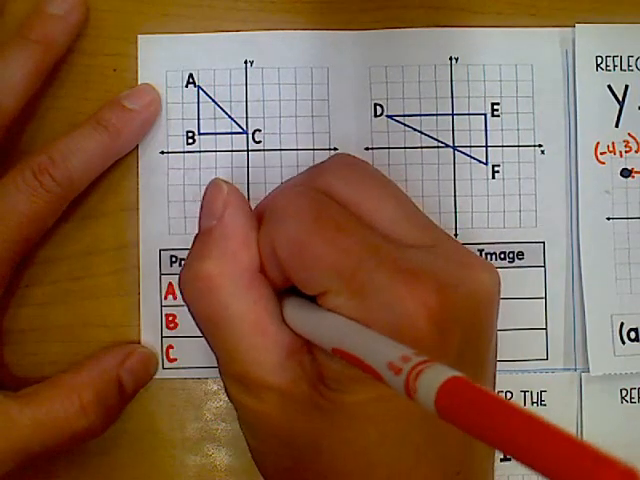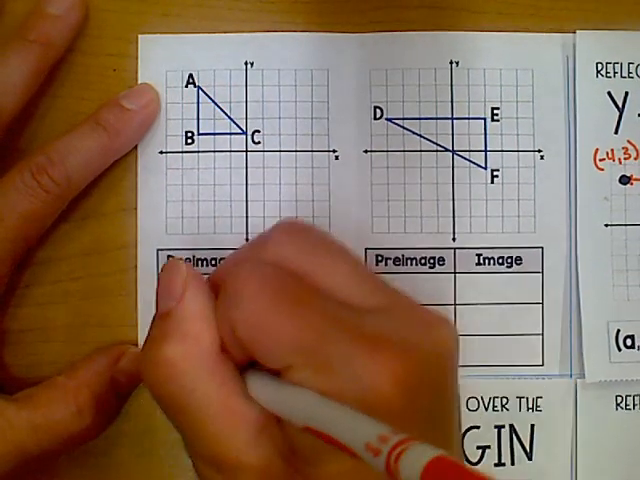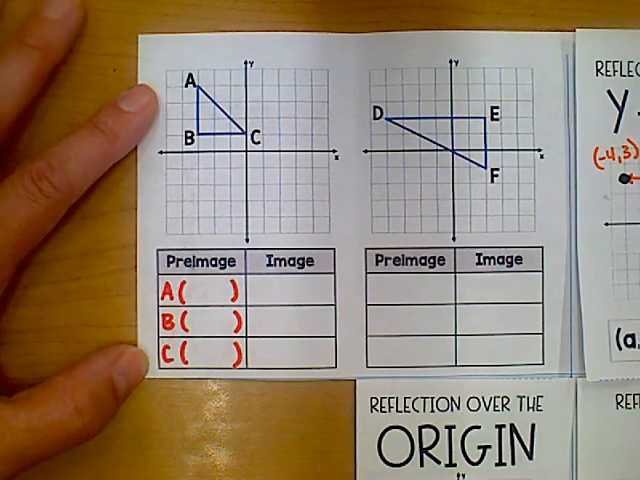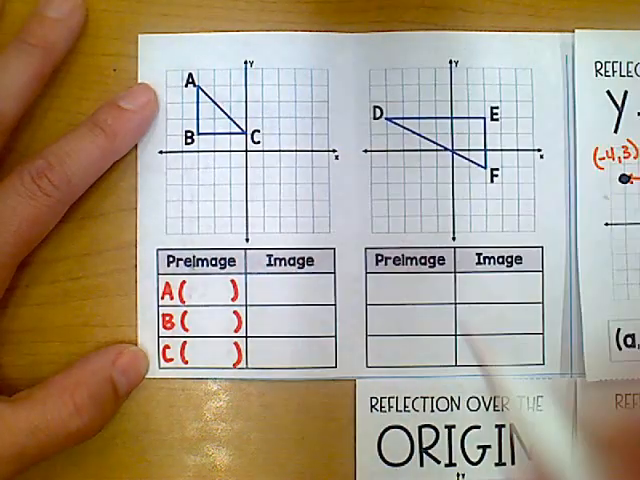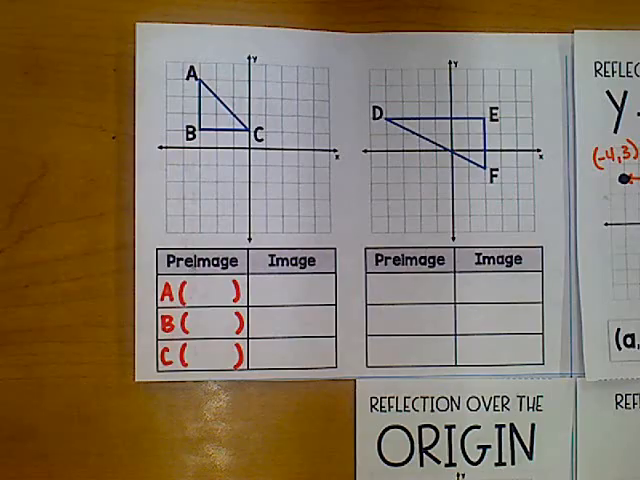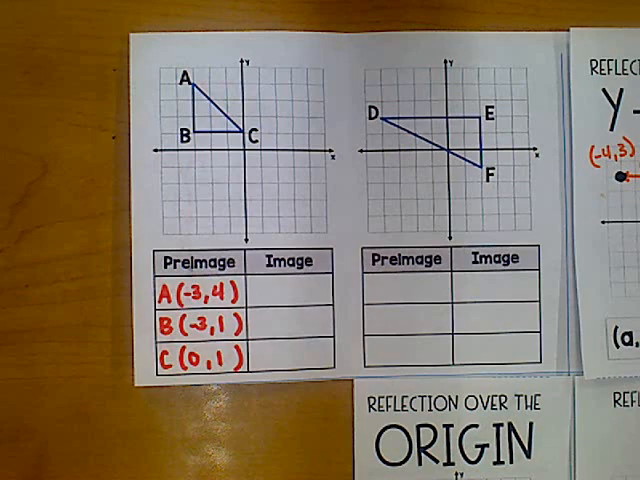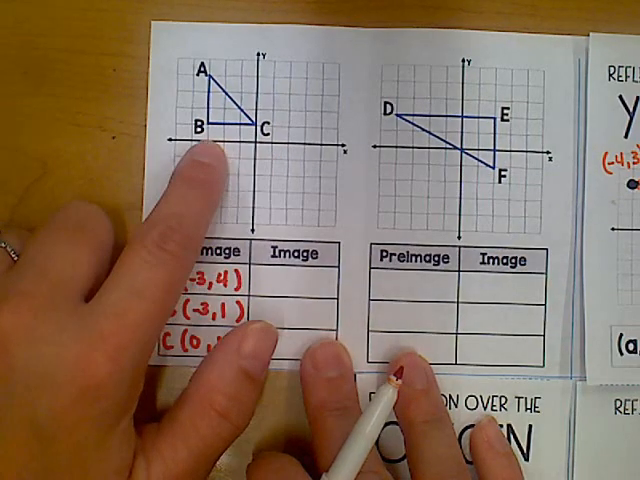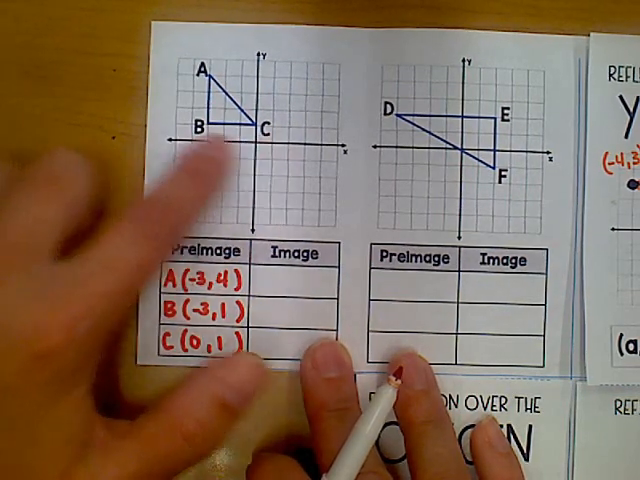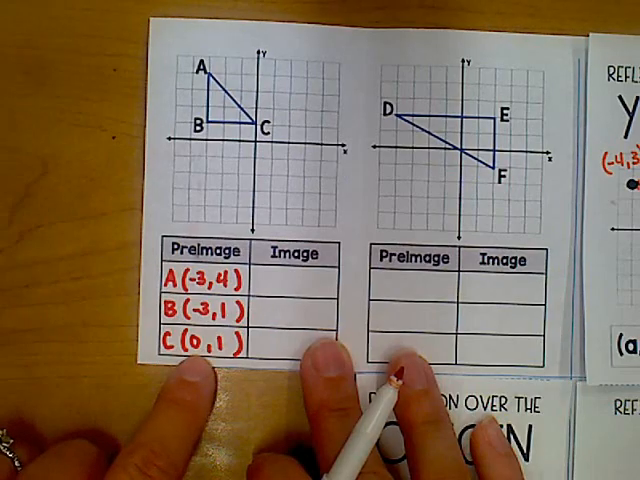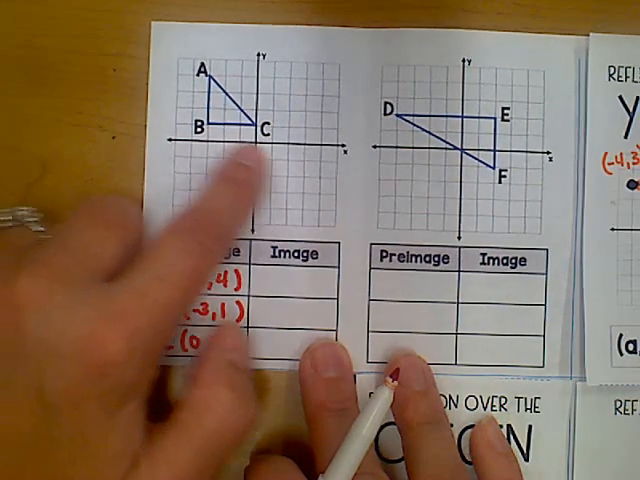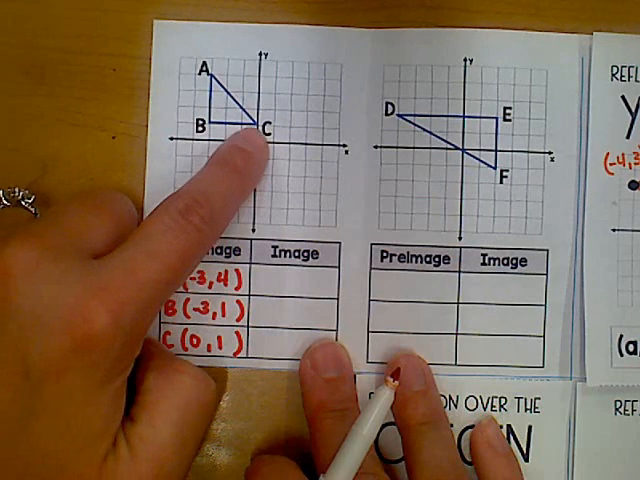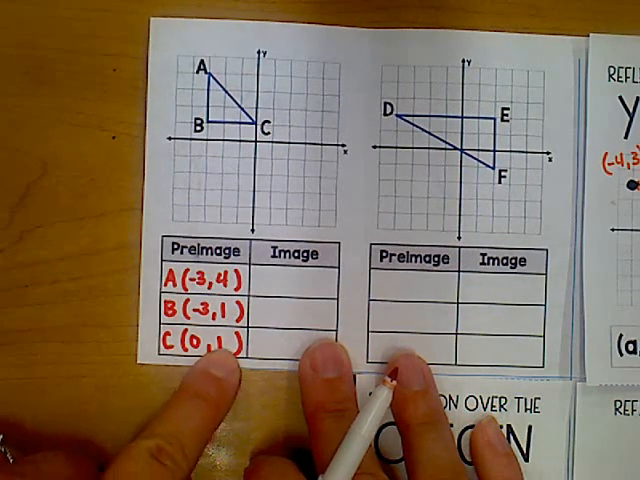I'm going to pause the video and I will start it up again once I have those ordered pairs written in. You should find those ordered pairs during the pause. Okay, so for A, I had it as -3, 4, B was -3, 1, and C was 0, 1. So we didn't have to move this sideways at all, we just had to go up the 1. So over 0, up 1.